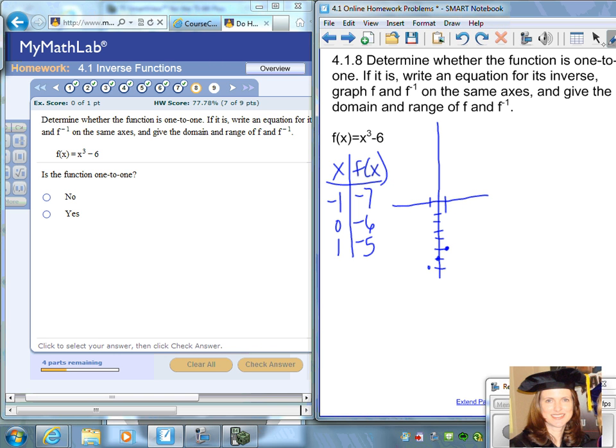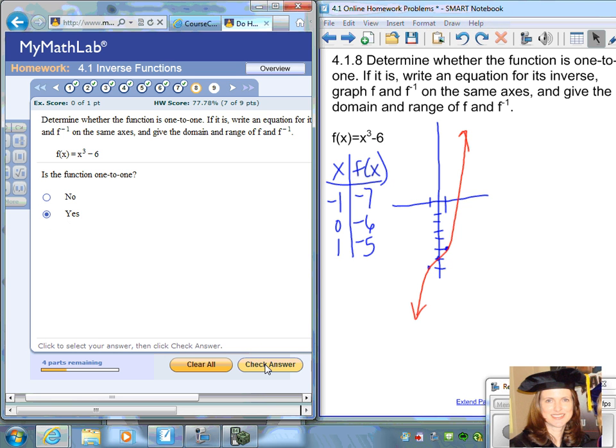If you go too fast with this, you might not realize that this is actually a curved graph. It's going to go something like this. So is this function one-to-one? Well, it passes all the horizontal line tests, so we can say yes, this function is one-to-one.